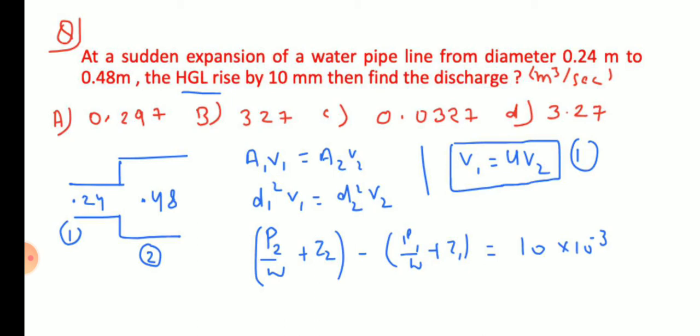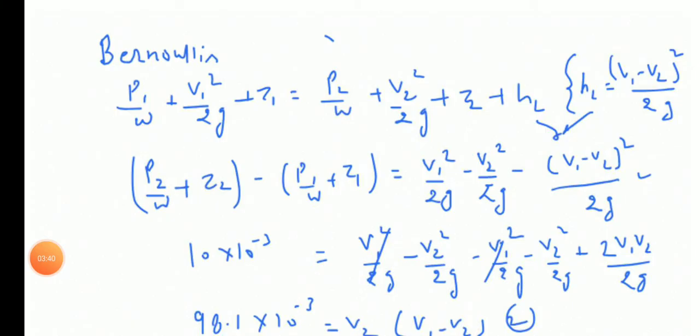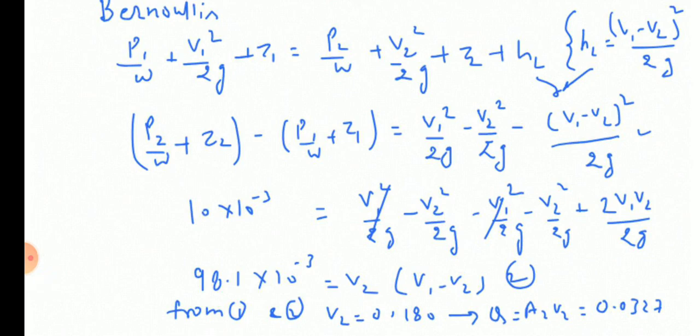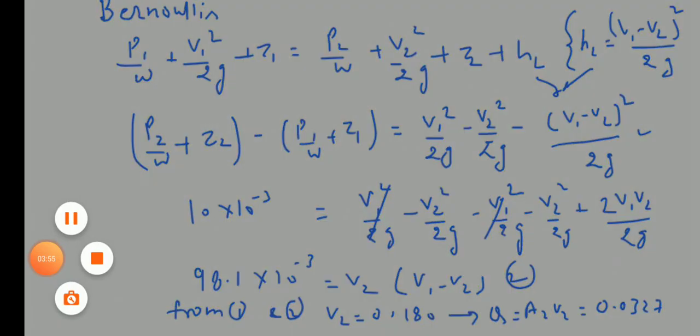We have four options. From our continuity and Bernoulli, we got one thing, that V1 is equal to 4 V2. Now we also applied the Bernoulli equation, and with the help of Bernoulli equation we got another equation, which is V2 into (V1 minus V2) is equal to 9.81 into 10 power minus 3. Putting the previous value, we got the discharge 0.0327 meter cube per second.